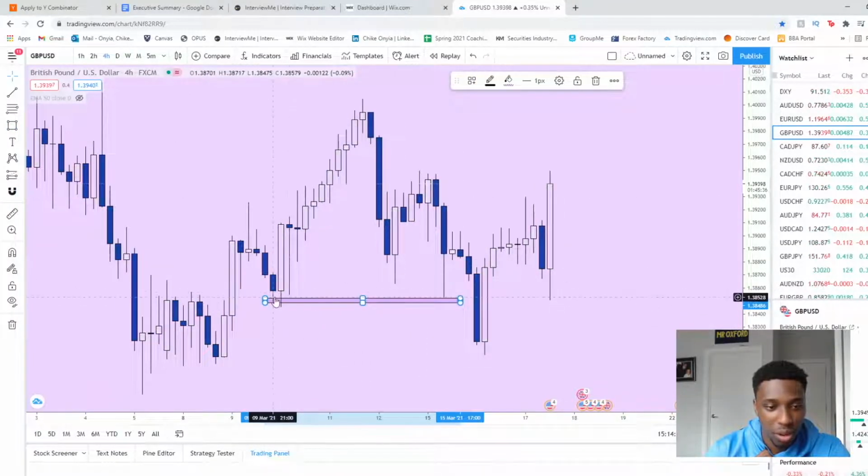1, 2, 3, 4, 5. All these wicks create a floor of support, right? That was blown through by this institutional candle, 4 hour. And you can see that we teetered up a little bit, but came back to mitigate this 4 hour.